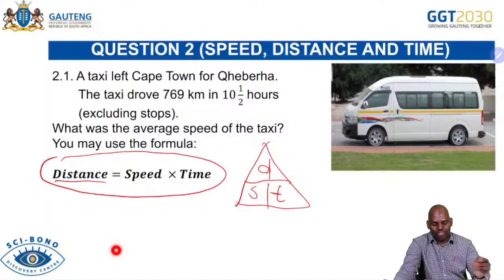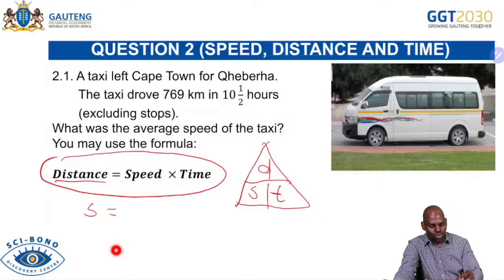For you to change the formula, it means you must know your triangle. How do I calculate the speed? The speed must be distance over time. How do we calculate the distance? The distance will be speed multiplied by time. How do we calculate time? The distance divided by speed. So in this case, what are we supposed to calculate? We're supposed to calculate the speed. So the formula will be speed equals distance over time.